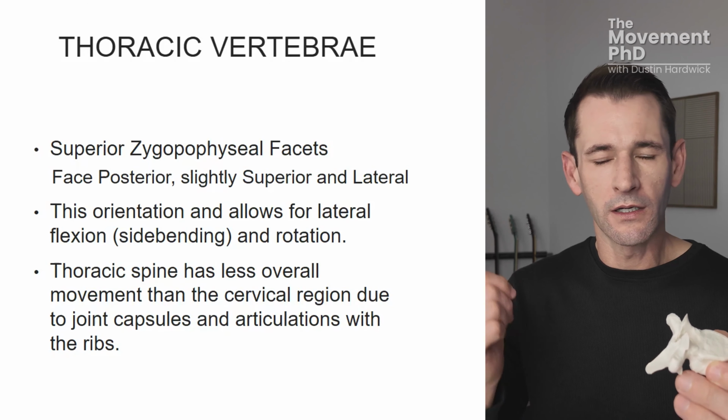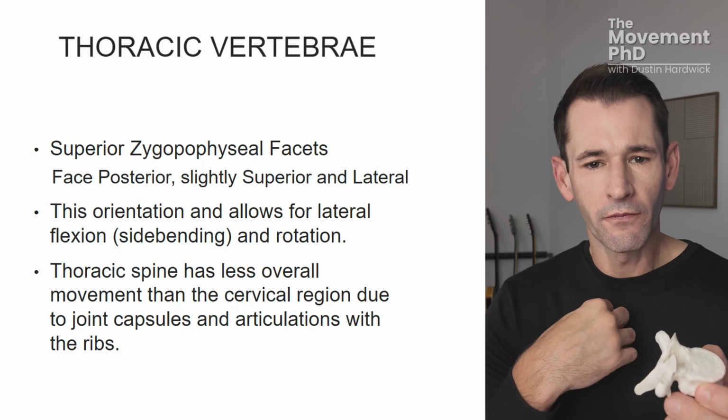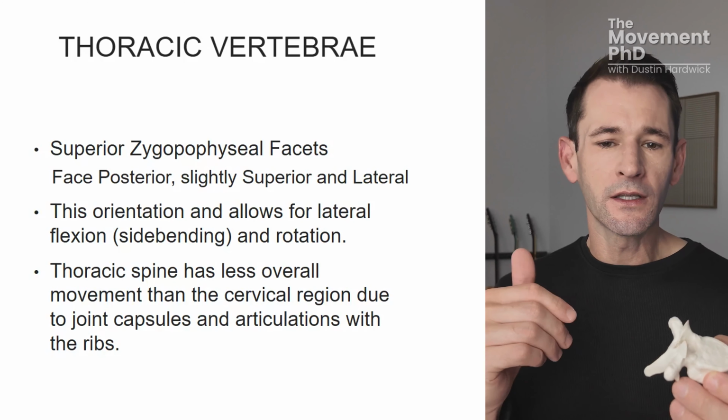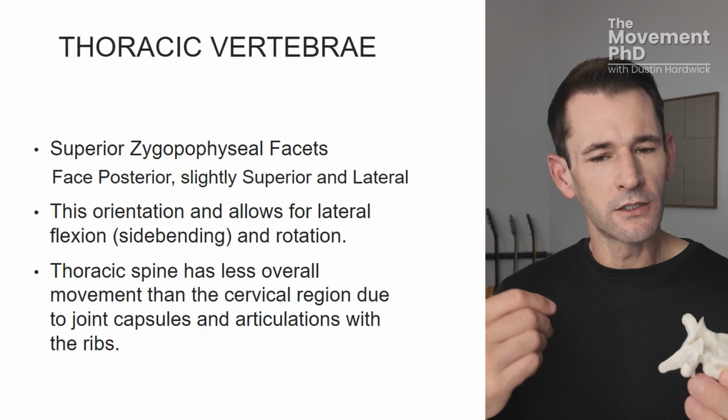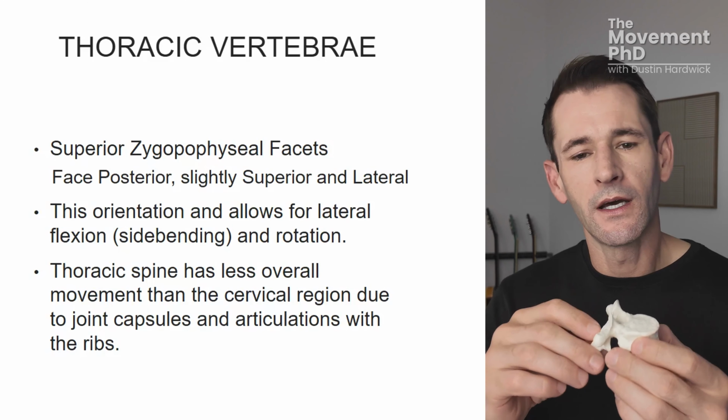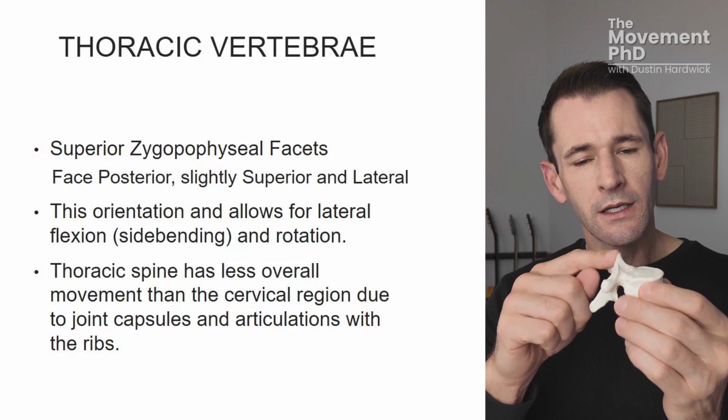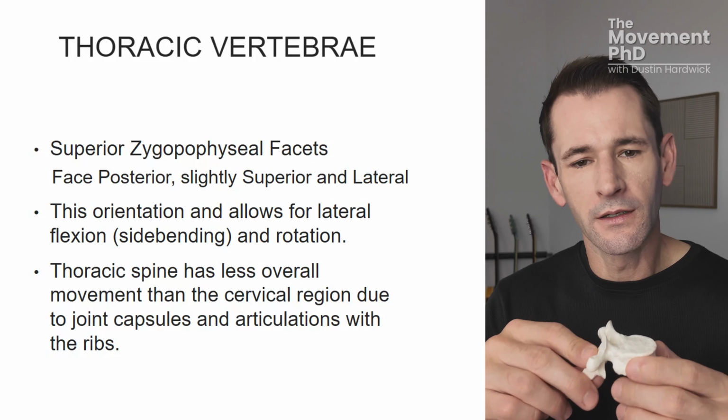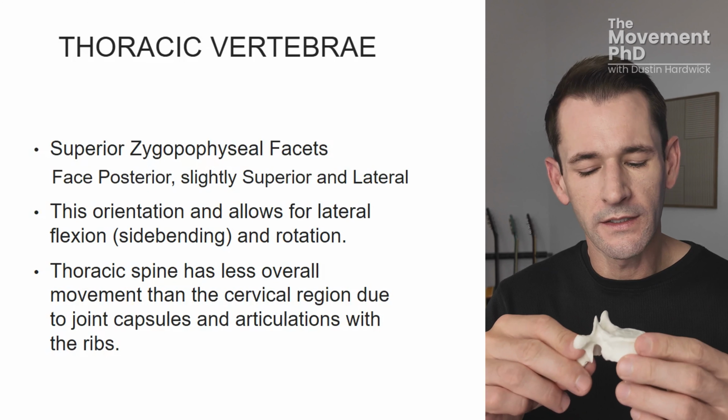cavity, heart, lung, all those different organs. If we flex too much, that would impede on the space available for the lungs and for the heart. So that's why having those articular facets in that frontal plane is functionally important for the thoracic spine.